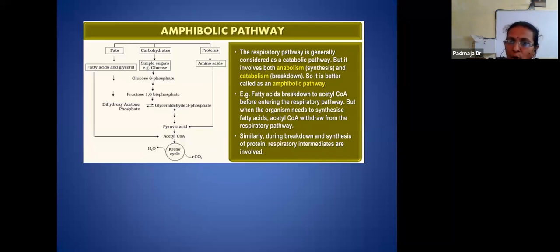This big complex is splitting, giving rise to small molecules like carbon dioxide, water, and some amount of energy is released. So respiration is considered a catabolic pathway, and it involves both anabolism and catabolism. The synthesis will be taking place and the breakdown will also be taking place. So it is called an amphibolic pathway.